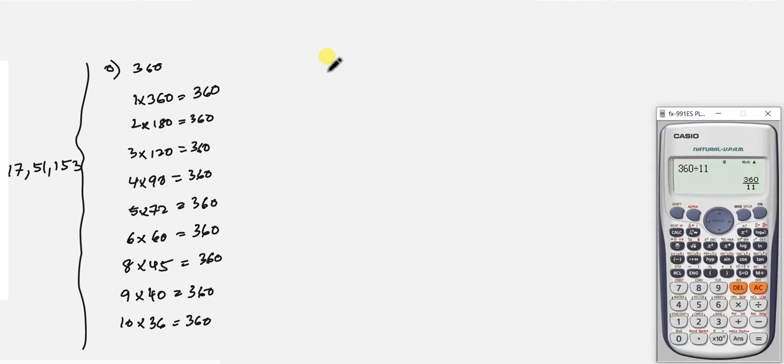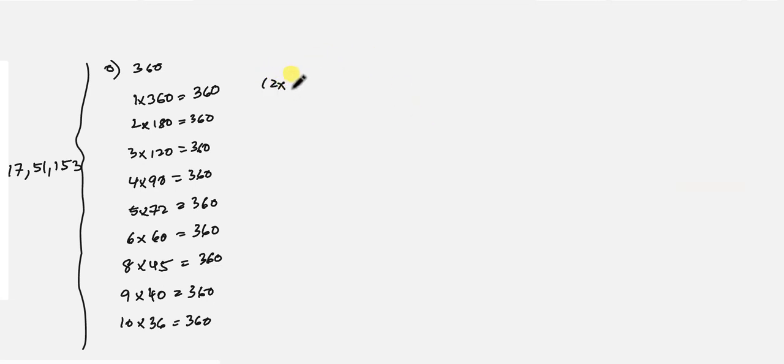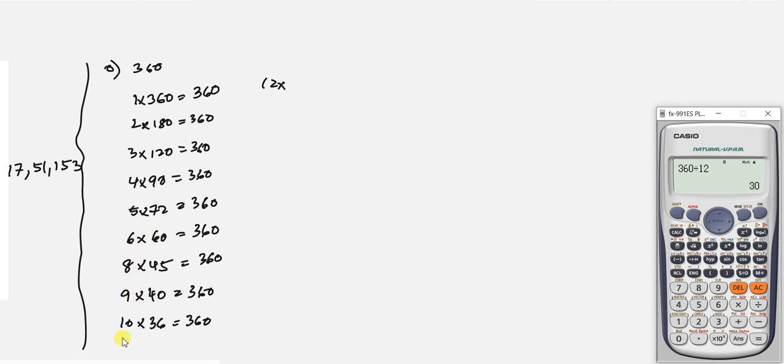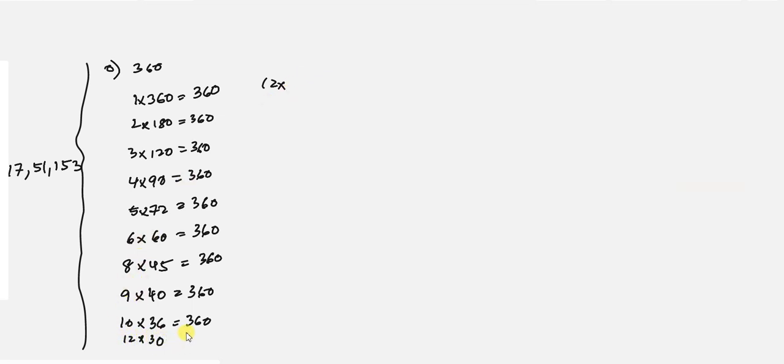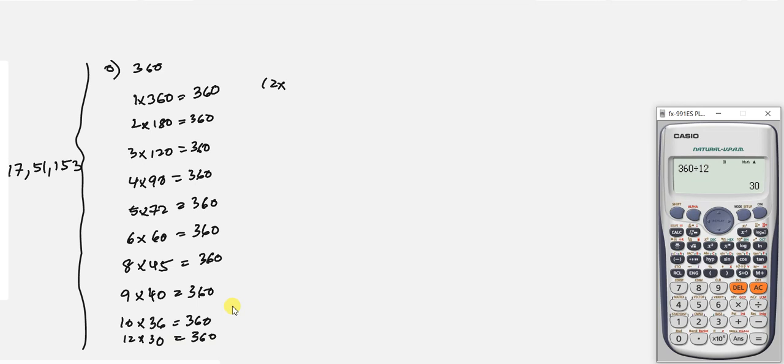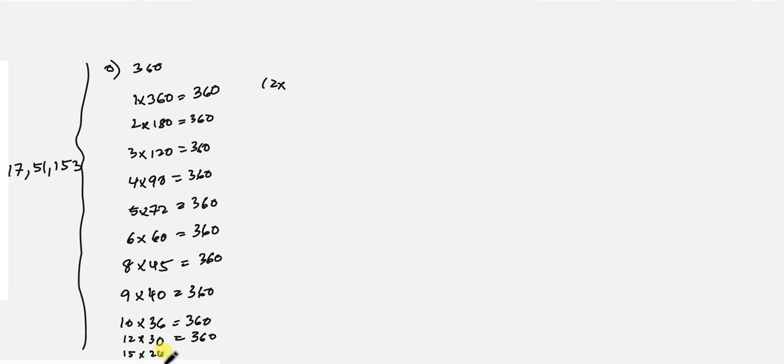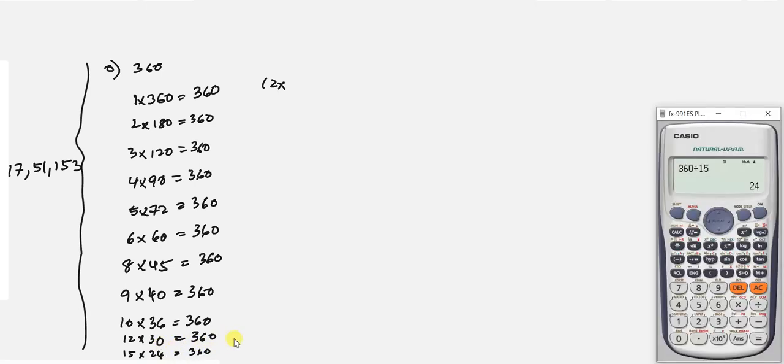360 divided by 11, cannot divide. 360 divided by 12, yes: 12 times 30 is equal to 360. 360 divided by 13, 360 divided by 14, no. 360 divided by 15, yes: 15 times 24 is equal to 360. Okay, so that's all.